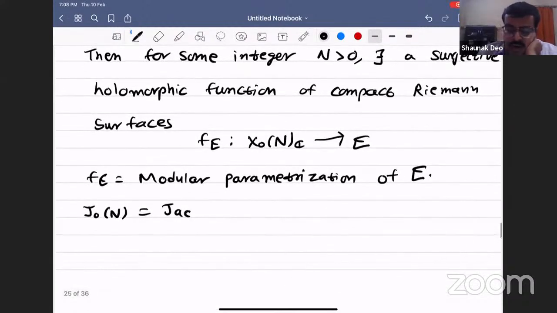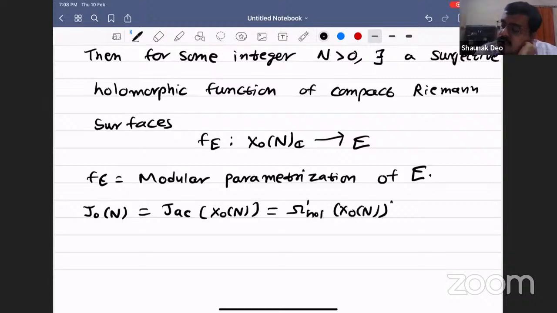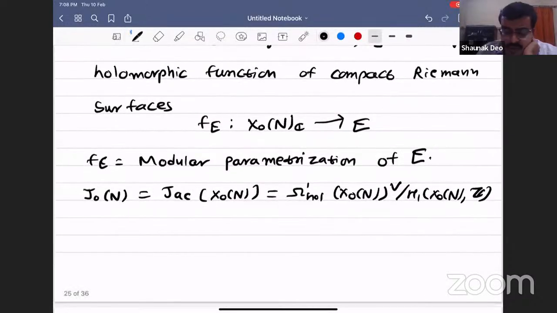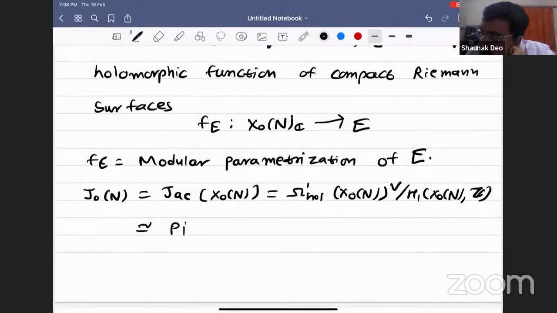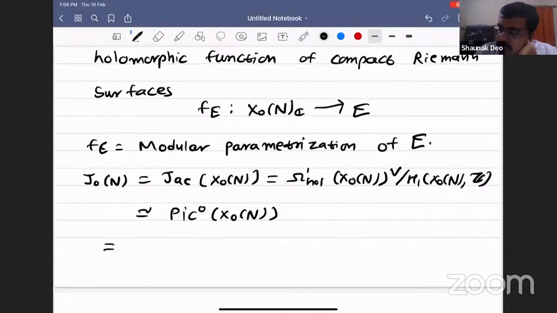So moving on. J_0(n) is the Jacobian of X_0(n), which I had defined last time. You take the dual of the holomorphic differentials, and then you go modulo H_1(X_0(n), Z), the first homology group, and we had seen how this goes inside this last time. And Abel's theorem said that this was isomorphic to Pic^0 of X_0(n), where Pic^0 is basically degree 0 divisors modulo divisors coming from meromorphic functions.